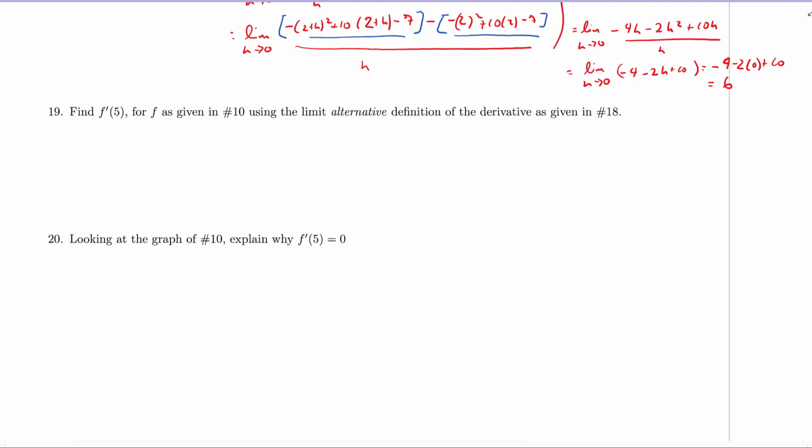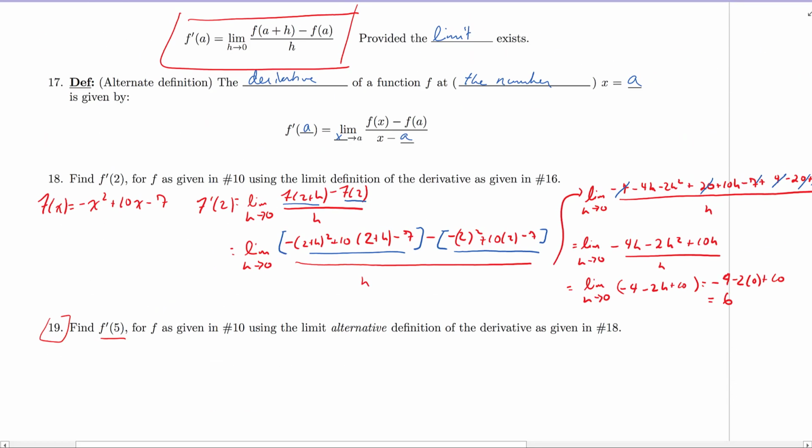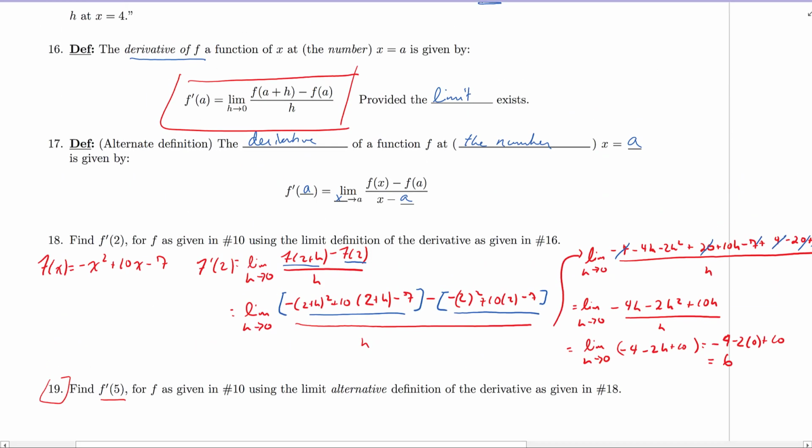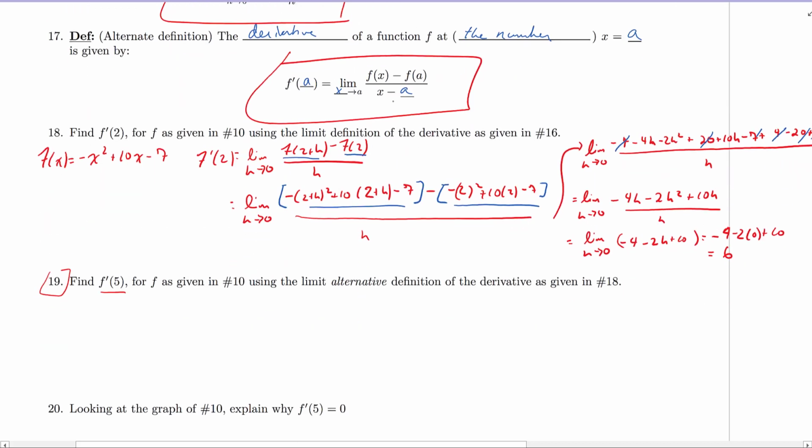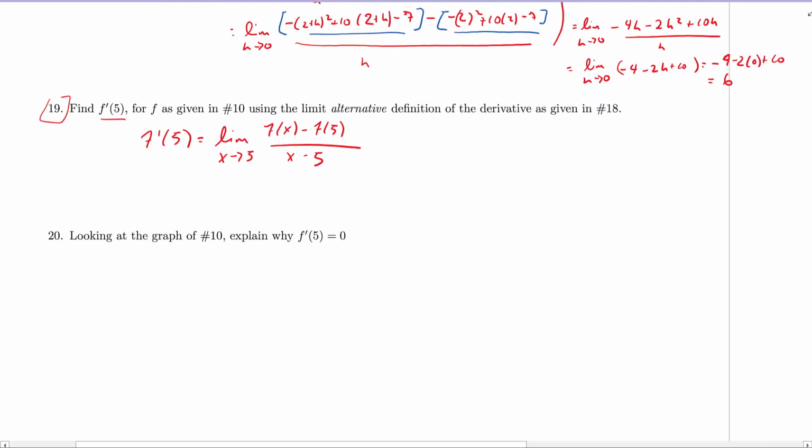I'm going to leave you to do the last two problems on your own. For number 19, I want you to calculate f prime of 5 for this same function, but I want you to use this alternative definition here. So you're practicing using the second definition. We'd say that f prime of 5 is equal to the limit as x approaches 5 of f of x minus f of 5 all over x minus 5. Then you're going to compute this difference quotient and take the limit.